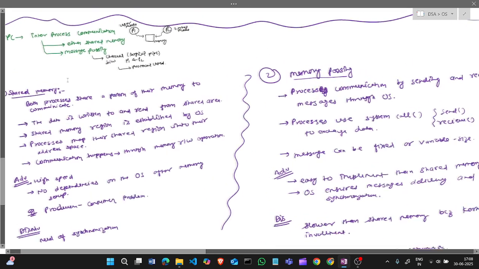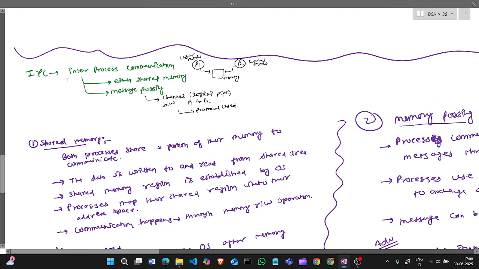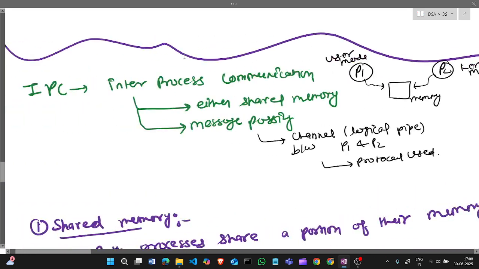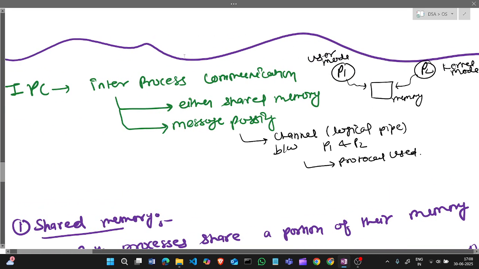So what is a PCB? What is an IPC? Let's see. What is IPC? IPC means inter-process communication. It is used for communication between processes. Communication happens by two types. The first type is shared memory, and the second type is the message passing technique.